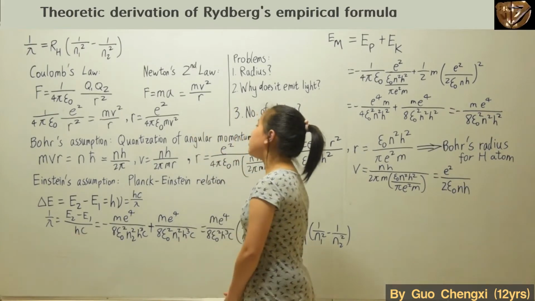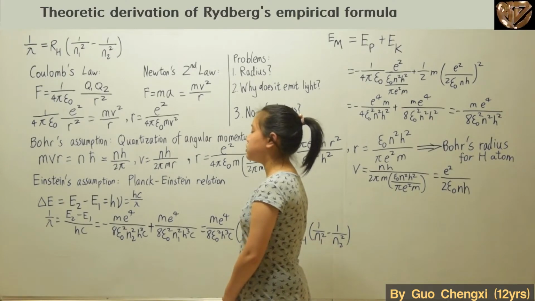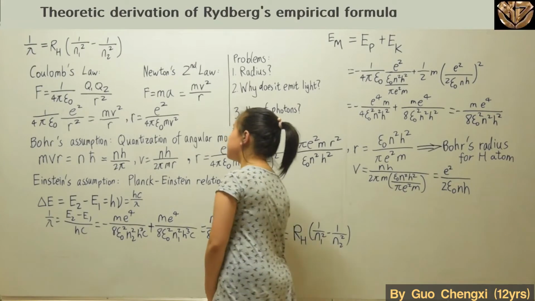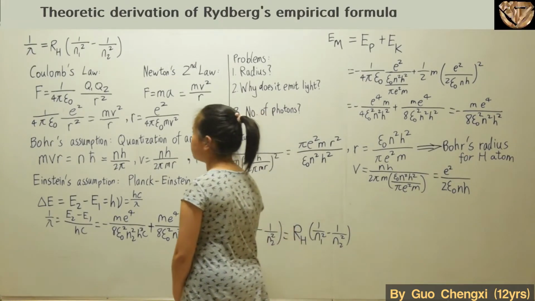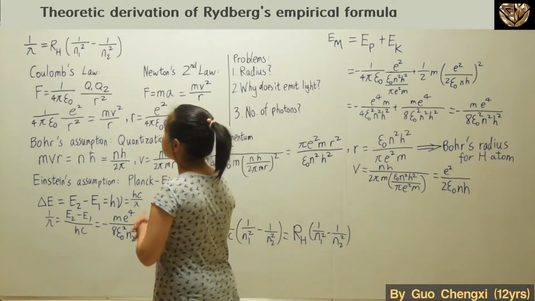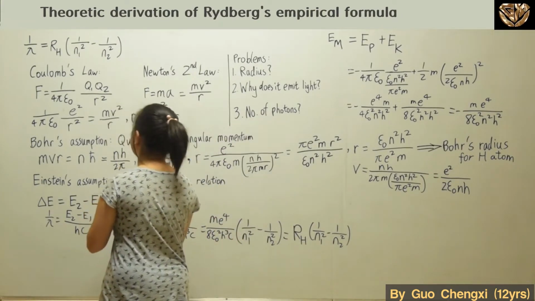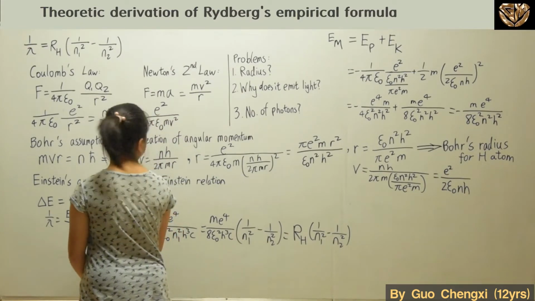For this lesson, we'll be recapping what we have learned and proven in the last lesson. We'll be continuing with the physical chemistry of the hydrogen spectrum series. Over here we see the Rydberg's empirical formula. Before we continue, I need to mention a few things.